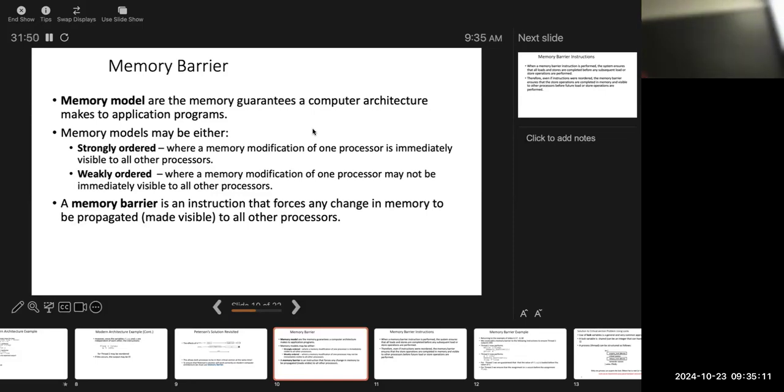This is known as strongly ordered memory model, where a memory modification of one processor is immediately visible to all the other processors. So if thread 1 updates X in its own L1 cache, all other threads running on other cores are informed that the data which you are sharing with other threads running on a different core is updated. Weakly ordered is a model where modification of one processor may not be immediately visible to all other processors, right?